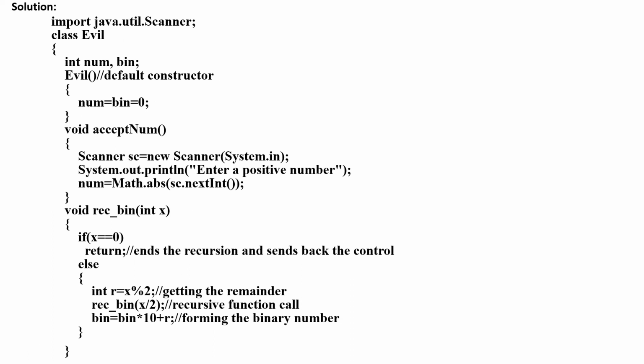In recursive function, first we think of where to end the recursion, that we call as a base case. So here my base case is if x equals 0, I'm doing only return. Only return does what? It ends the recursion and sends the control back. Otherwise, we are extracting the digit r = x mod 2, and the recursive function goes on with x divided by 2, and the binary number is formed bin = bin * 10 + r. Let us see the working of this recursive function.